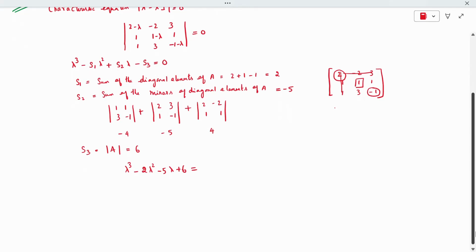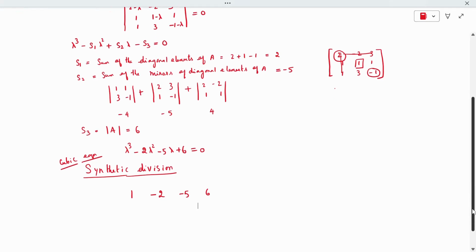The cubic equation you can solve in a calculator, or without a calculator the method is called synthetic division. So how to solve the cubic equation? The method is called synthetic division. It is like a trial and error method only. How do we solve it? First write the corresponding coefficients: lambda cube coefficient 1, lambda square coefficient minus 2, lambda coefficient minus 5, and the constant 6. If any of the elements are not there, you have to consider it to be 0.